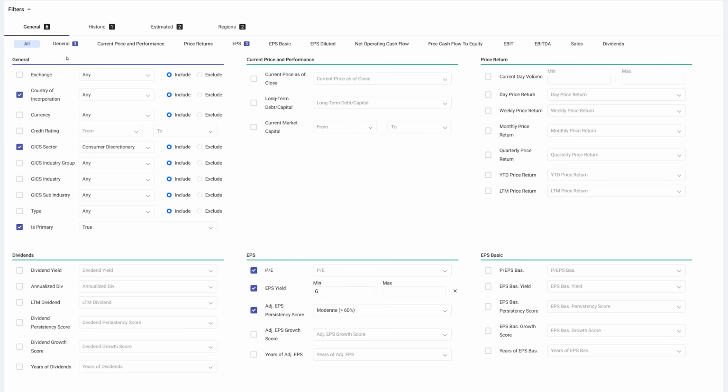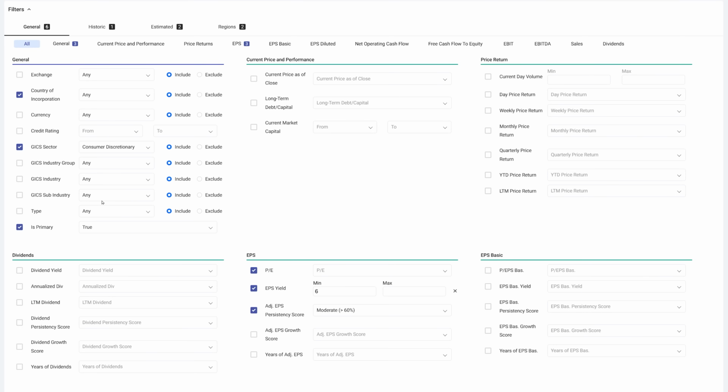Now, I've got 6 items in general, 1 in historic, 2 in estimated, and 2 in regions. The point is I've set parameters for this screen. And so again, I want to repeat what I said in the last video: the only stocks that are going to come up are the stocks that meet these screens. So it doesn't make any sense to ask me about other stocks that you might think look good or might be attractive in the consumer discretionary sector. If they didn't meet my screening criteria, they're not going to show up. And what is that criteria?